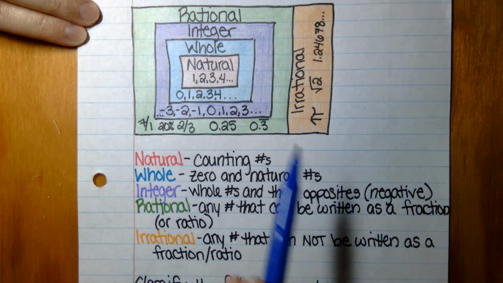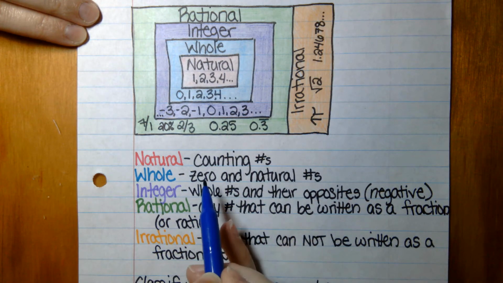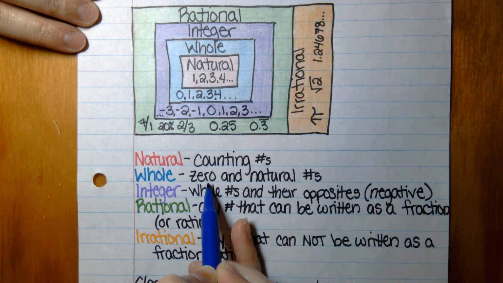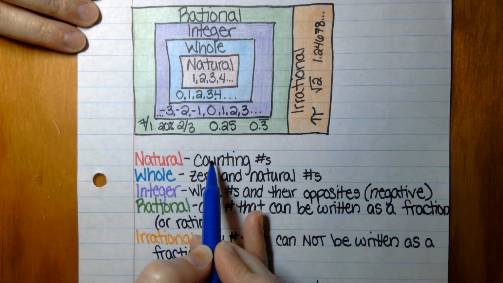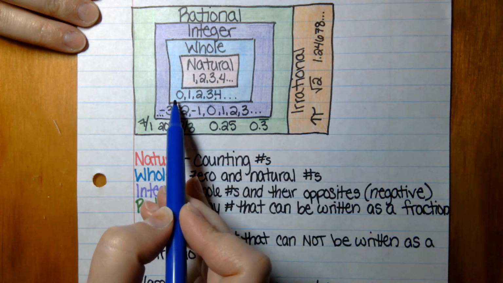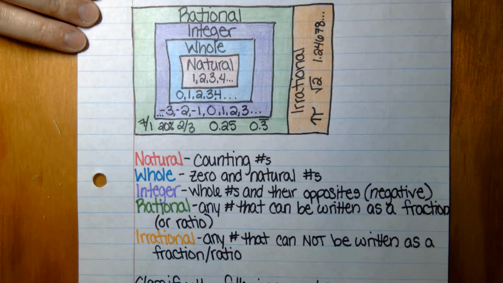So 1, 2, 3, 4, so on and so forth. If we move to the next grouping, we now have whole numbers. The only piece that's being introduced now is the number 0. So whole numbers include 0 and all of the previous category, your counting numbers or your natural numbers. So now you can see the examples I have are 0, 1, 2, 3, 4, so on and so forth.